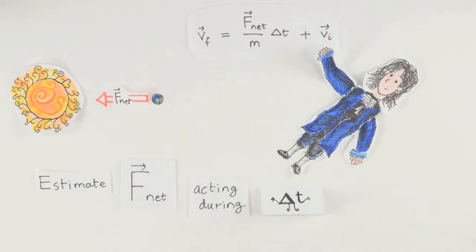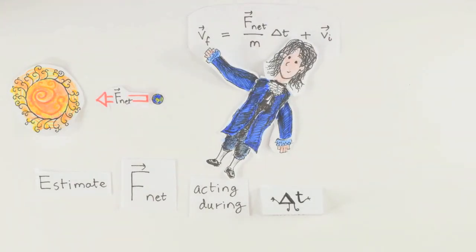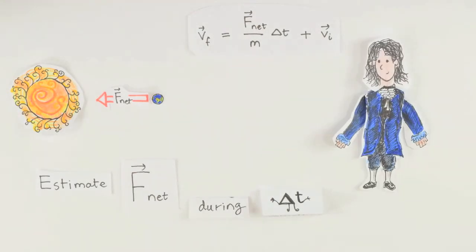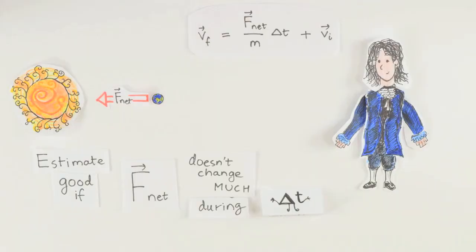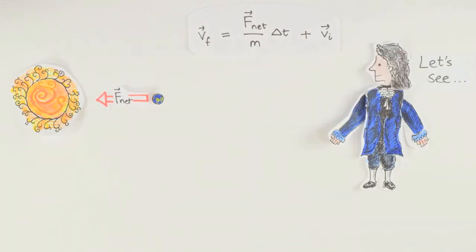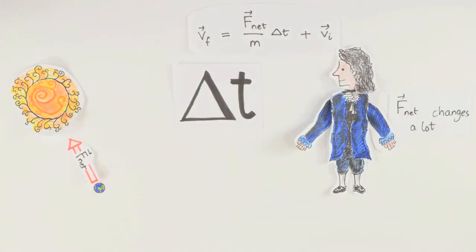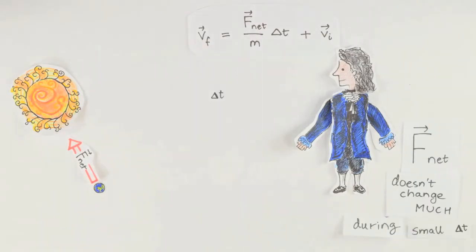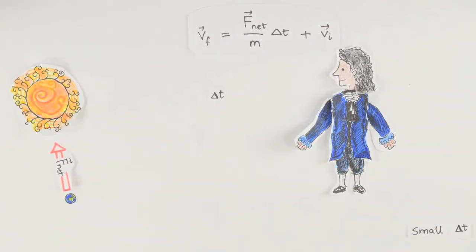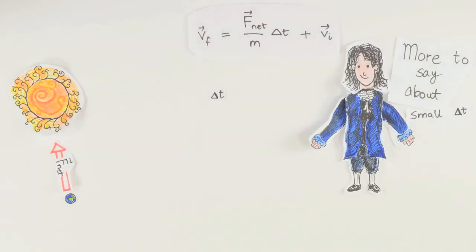That is, between now, the current time, and the time when we want to predict the new velocity, v sub f. Our predictions will be good if we choose delta t such that the net force doesn't change much during the time interval delta t. There's a lot more to say about choosing delta t small. We'll revisit this as we need to when we come across specific cases.